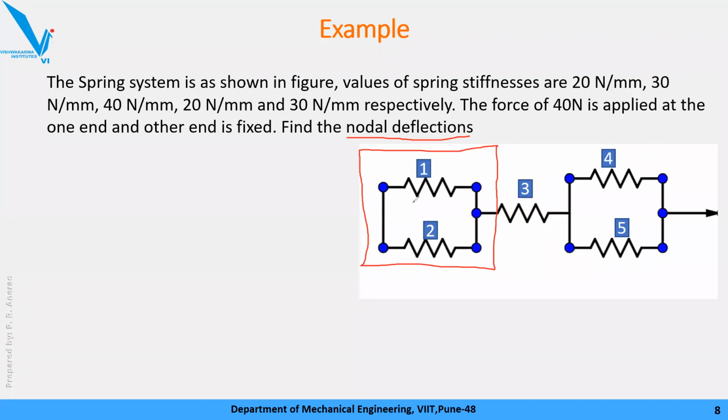So I have represented it with two springs. Then there is one more shaft. Its cross section area can be different. So here there is one more spring. Then fourth spring and fifth spring. Then a force of 40 Newton is applied on one end, pulled this way, and the other end is fixed.